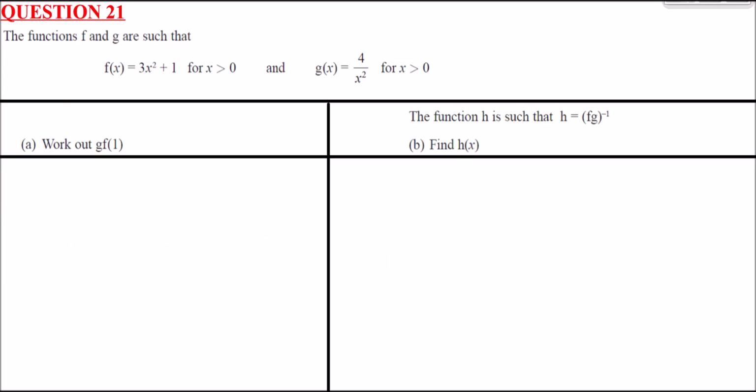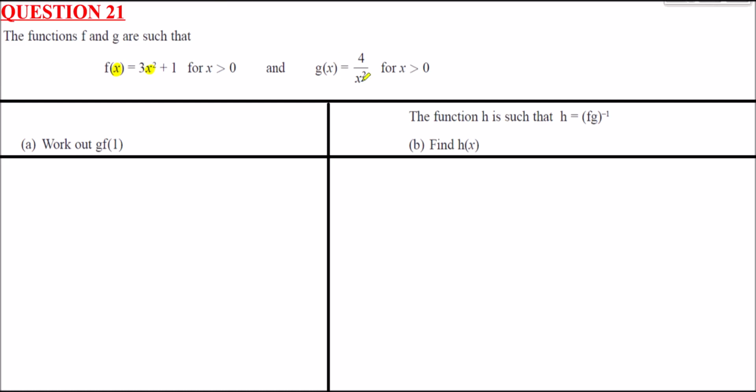Question 21, we're talking about composite functions and also function inverses for part B. Part A, we need to work out gf of 1. So the function f takes the input, squares it, times it by 3, and adds 1. So the input is just what's inside the bracket. So here, input's x, it spits out the thing you put into it, squares it, times it by 3, adds 1.